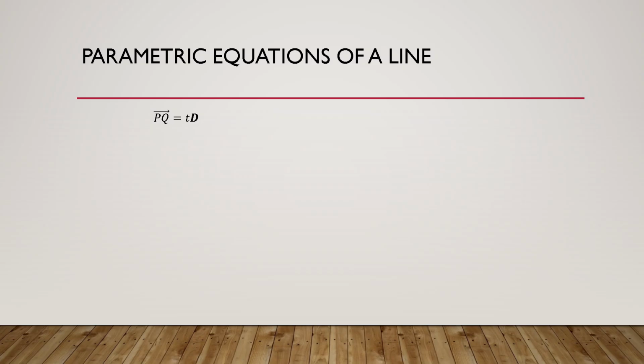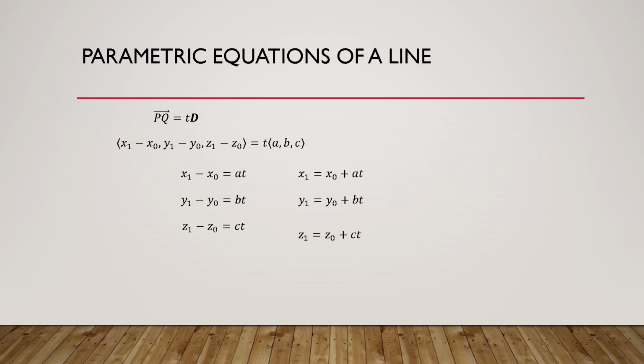If the vector PQ is equal to T times D, then the vector x sub 1 minus x sub 0, y sub 1 minus y sub 0, z sub 1 minus z sub 0 equals T times the vector ABC. We can then separate the vector into its components to get x sub 1 minus x sub 0 equals A times T, y sub 1 minus y sub 0 equals B times T, and z sub 1 minus z sub 0 equals C times T. With each of these, we can solve for x sub 1, y sub 1, and z sub 1, giving us the parametric equations of a line.